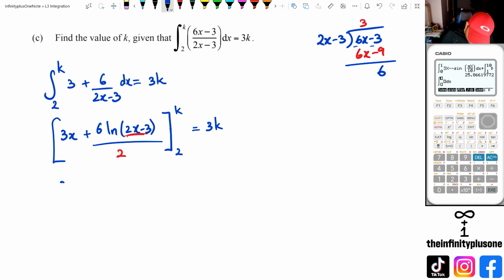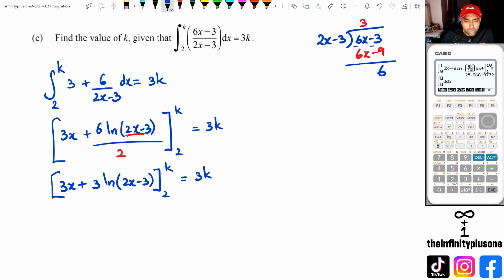So simplifying this, we've got 3x plus 3 ln of 2x minus 3, and that's between k and 2 equals 3k. So all we have to do right now is substitute all of these things and put it equal to 0, and whatever it comes out to be, we should be good to go. So let's just have a look at this. I'm going to substitute k first.